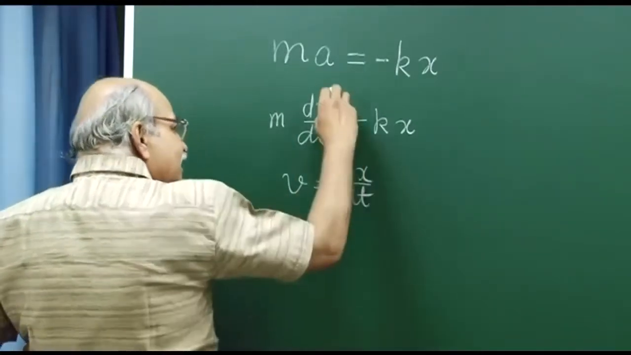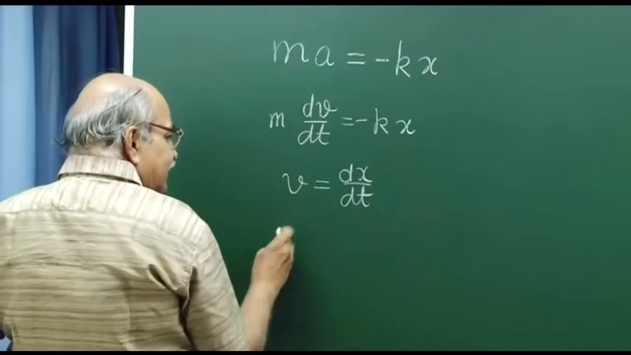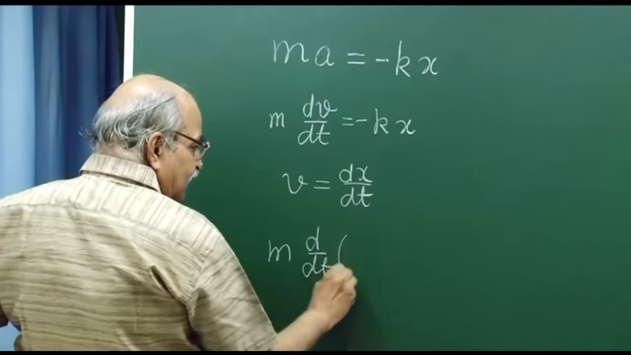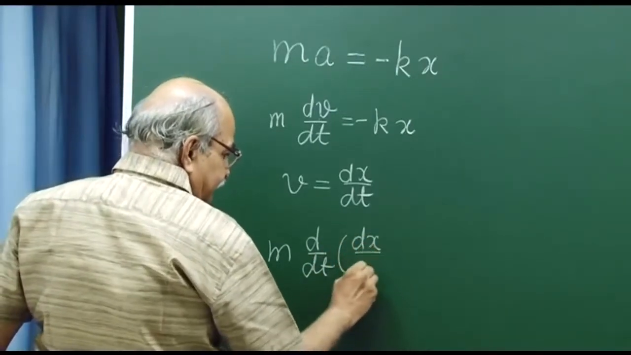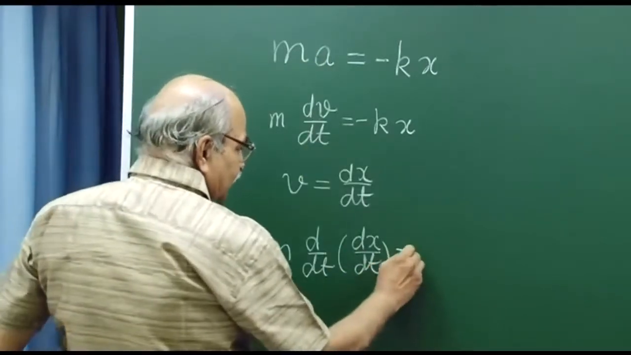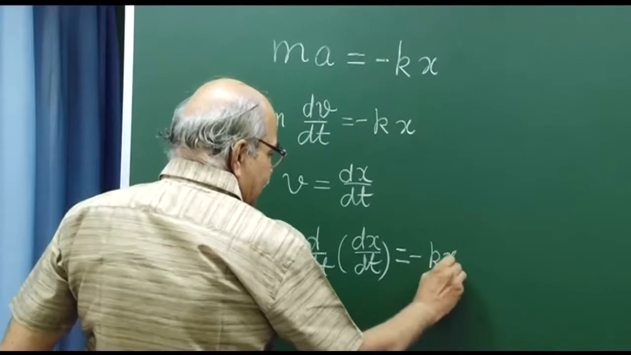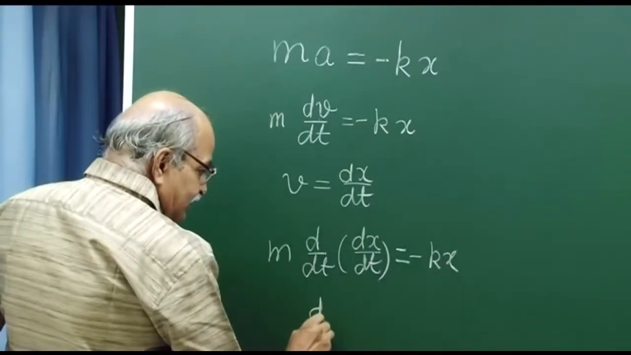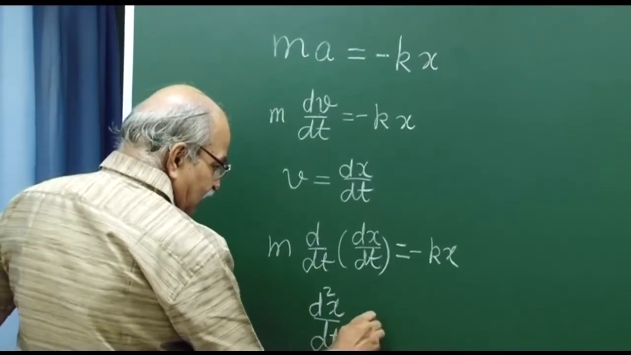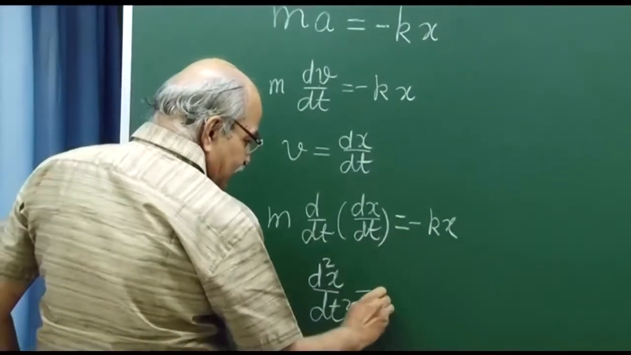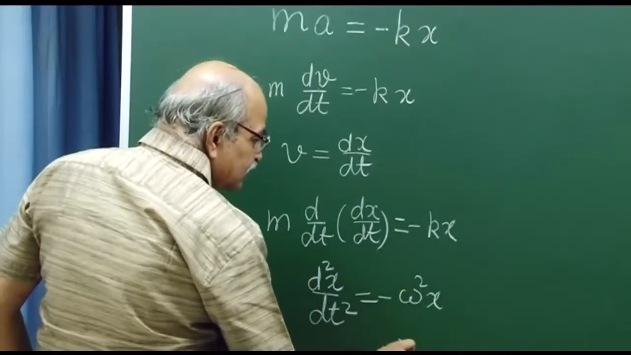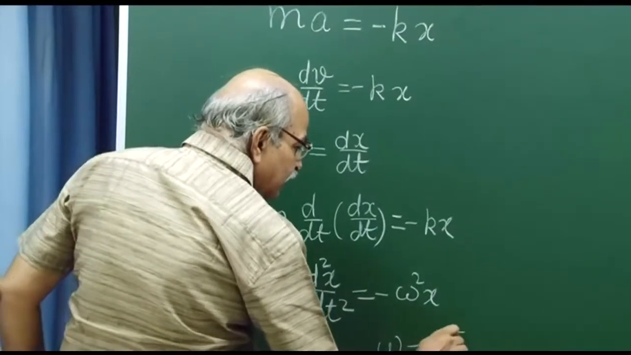If I put this here, it is written as m d/dt of dx/dt. In place of this v, I am writing this, and this equals minus kx, and this is written as d2x/dt square. And if I bring this m here, it is minus omega square x, where omega is the square root of k by m.